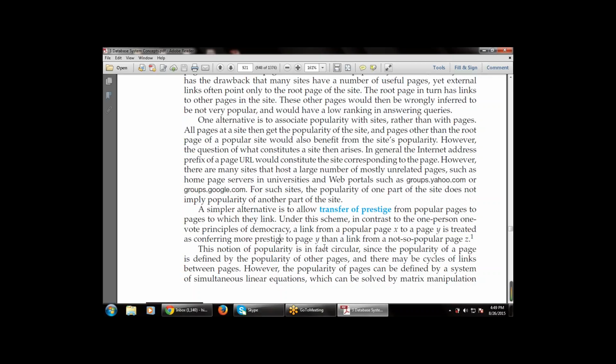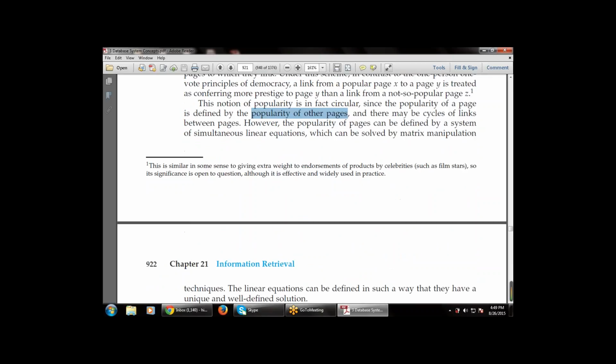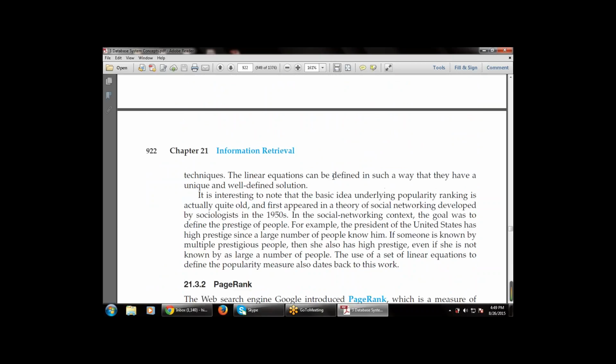This notion of popularity is in fact circular, since the popularity of a page is defined by the popularity of other pages. The linear equations can be defined in such a way that they have a unique and well-defined solution.